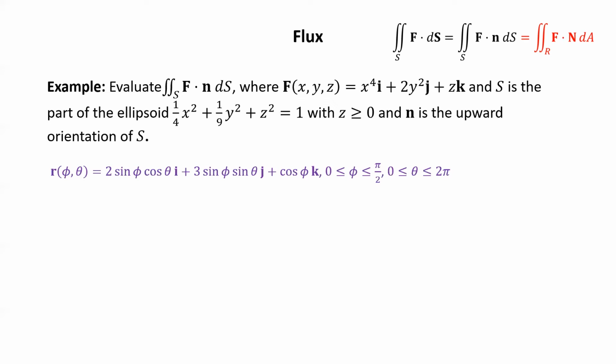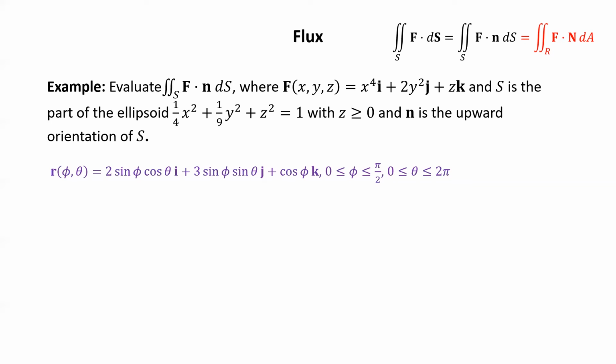Okay, we start by parametrizing the ellipsoid. R of phi theta equals 2 sine phi cosine theta i plus 3 sine phi sine theta j plus cosine phi k, where phi goes from 0 to pi over 2 and theta goes from 0 to 2 pi. Let's just pause for a moment to see how I got this. We could start by parametrizing the unit sphere, and that would be sine phi cosine theta i plus sine phi sine theta j plus cosine phi k, and then stretching the sphere in the x direction by 2, because the square root of 4 is 2, and in the y direction by 3, because the square root of 9 is 3. So that's one way to get this parametrization very quickly.